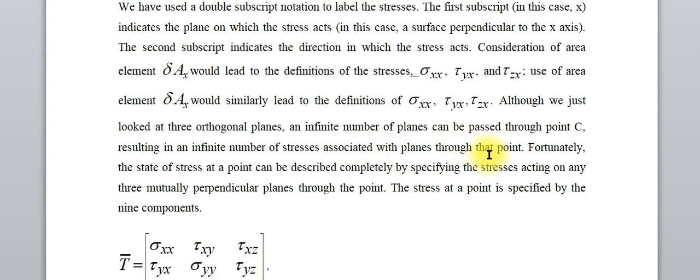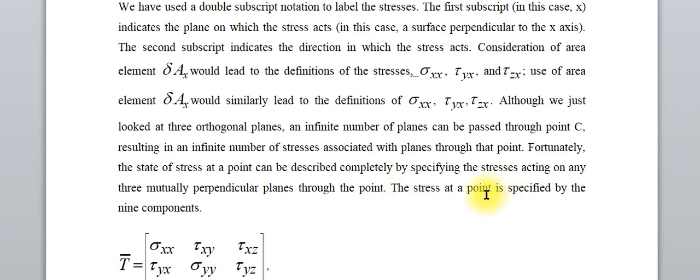Associated with the planes through the point. But fortunately, the state of stress at a point can be described completely by specifying the stresses acting on any three mutually perpendicular planes. So if we find the stresses on three mutually perpendicular planes, these are enough, and the complete stresses can be described from these three perpendicular planes.